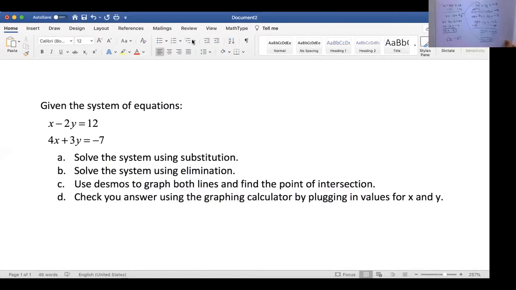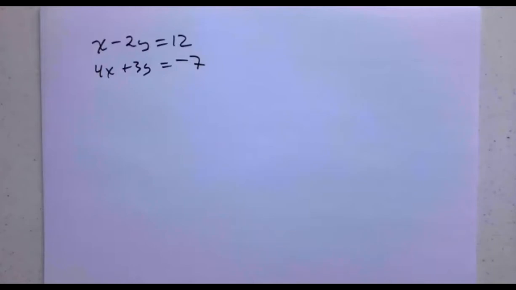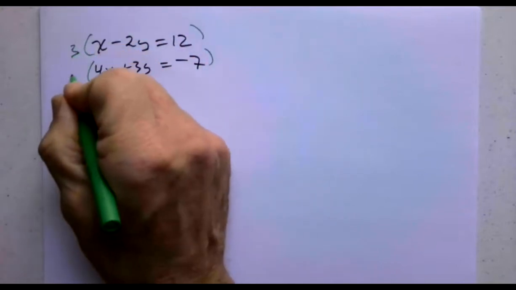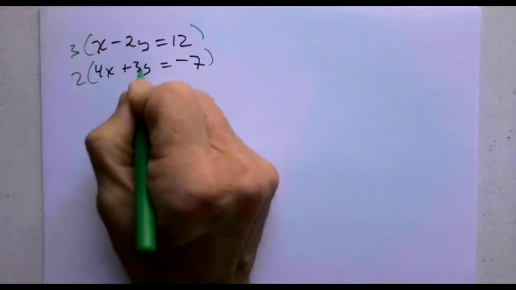Okay. If I do that, I draw them vertically. X minus 2y is 12, and underneath it, I write 4x plus 3y is -7. And I want to eliminate the variables. I could eliminate x's, I could eliminate y's. I have a couple choices here. I think maybe I'll eliminate the y's. Multiply the top equation by 3 and the bottom one by 2. That'll give you -6y and +6y.